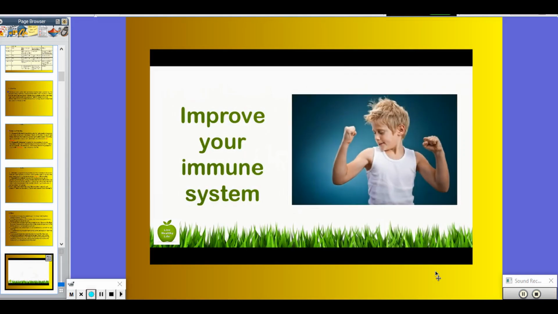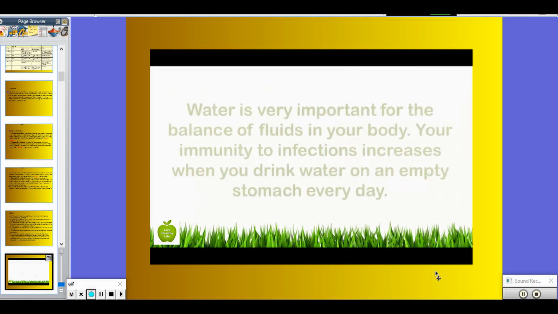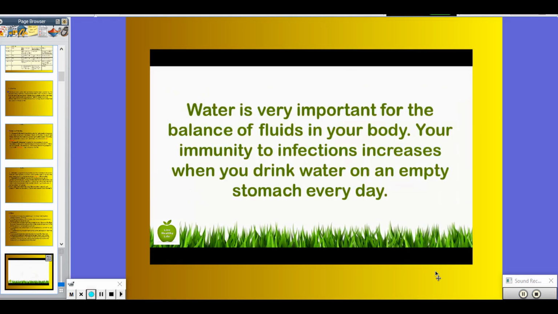Improves your immune system. Water is very important for the balance of fluids in your body. Your immunity to infections increases when you drink water on an empty stomach every day.